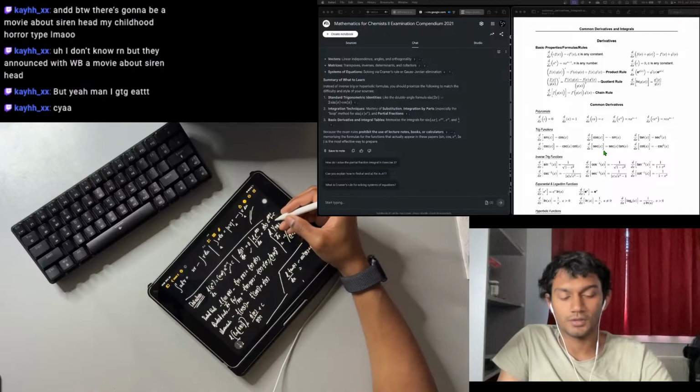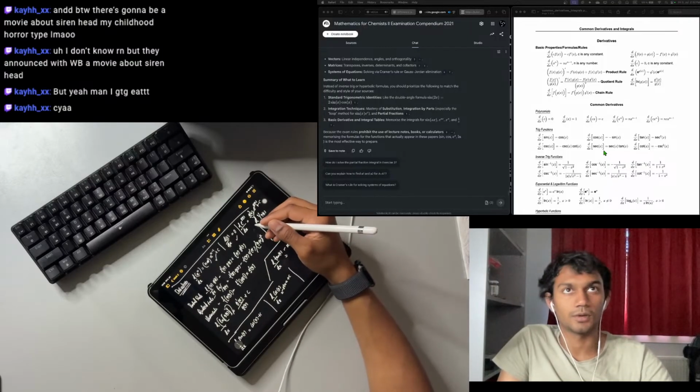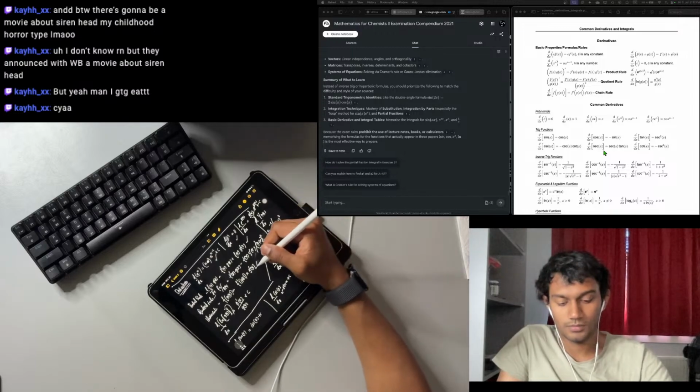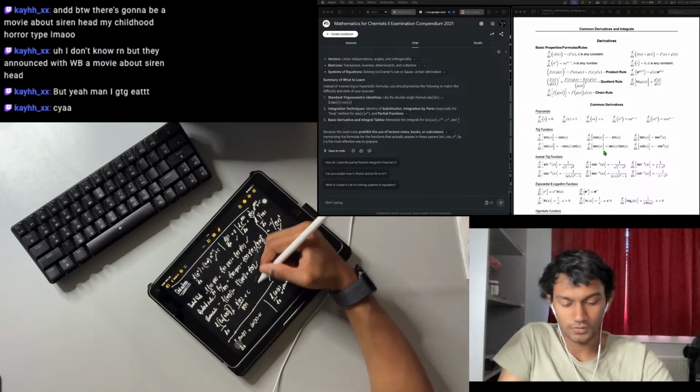g dash of x e raised to x, okay. Product rule, I'm guessing those are correct. Product rule, yeah. Quotient rule, yeah. Chain rule, yeah. This one, yep. Log of g of x equals g dash of x by g of x, yep.